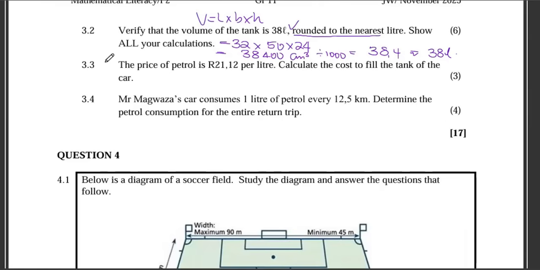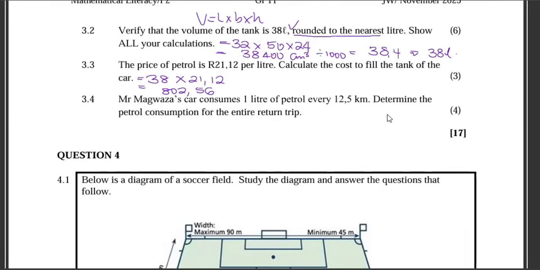The price of petrol is 21 rands, 12 cents per liter. Calculate the cost to fill the tank of the car. So we already seen it as 38. So this becomes 38 times 21.12. And the answer becomes 802 rands, 56 what? Cents.